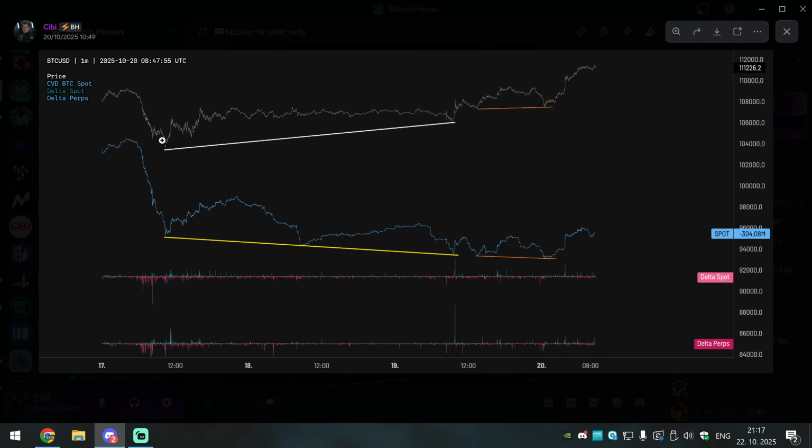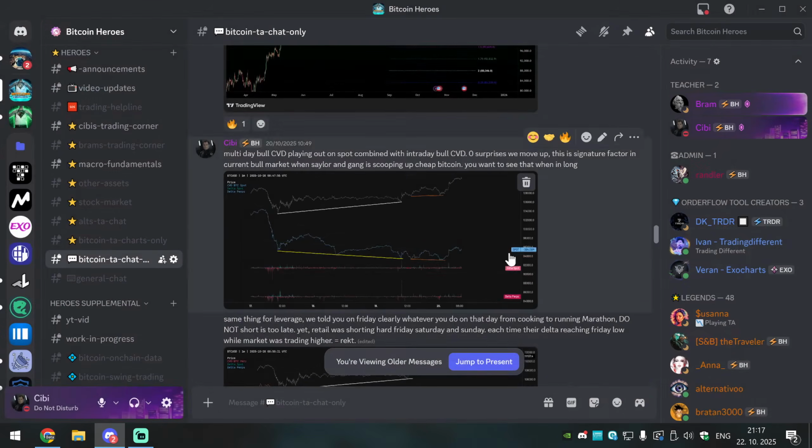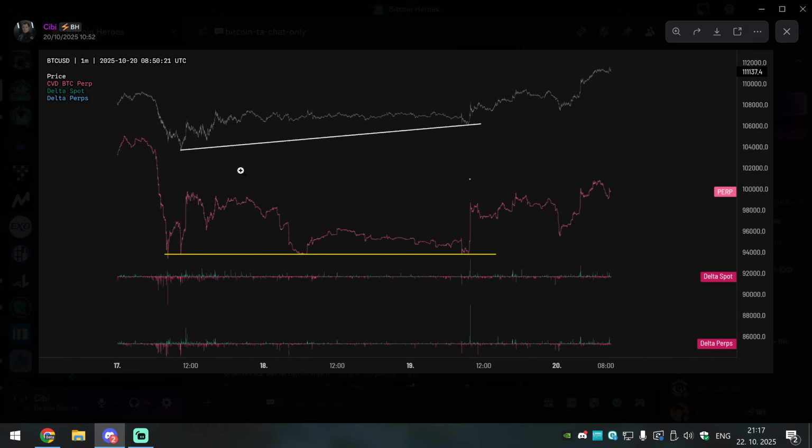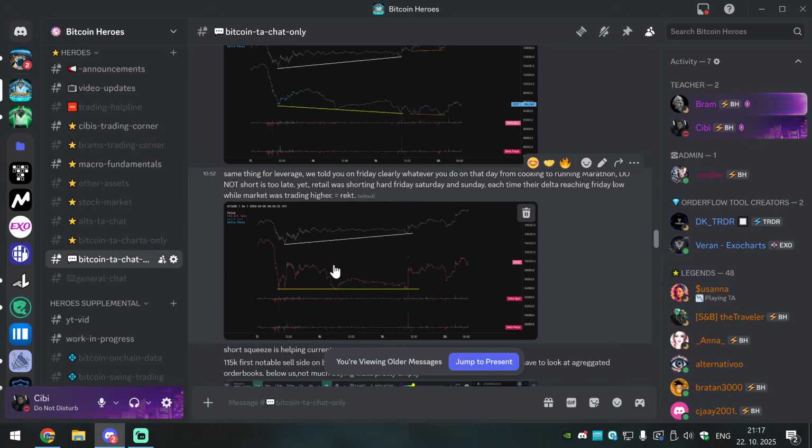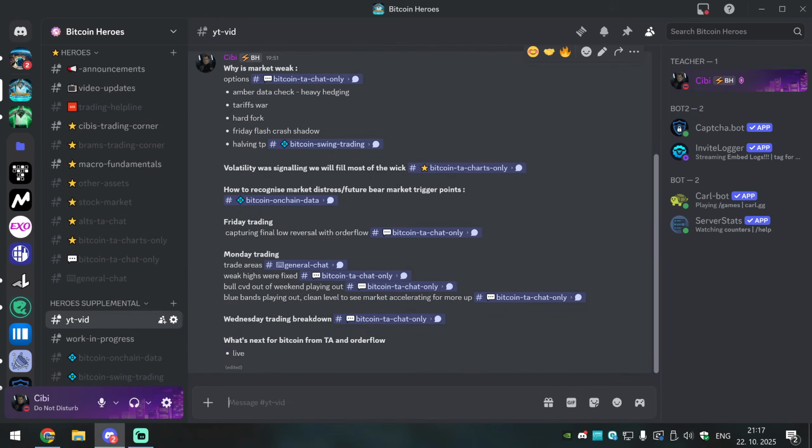And since I was trading this low, I already was trying to call for 110k, if you remember. I was just showing you. The same thing was happening on perpetuals. People were shorting. You see delta still at the lows, but we still trend to the upside. And this leverage was also trapped. Very cool.